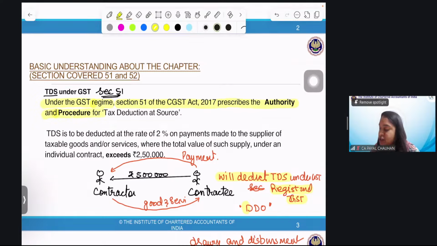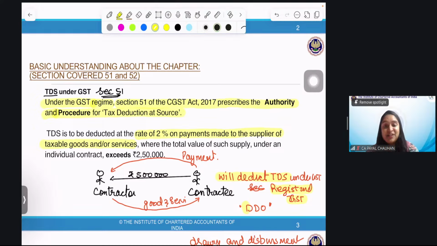And the procedure is deduction at source, and while the DDO will be deducting the TDS, there is some procedure that will also be covered in the chapter. Now, TDS is to be deducted at the rate of 2% on the payment made to the supplier of taxable goods or service. Praveen, I understood, but the contract was done, we will deduct TDS under section.